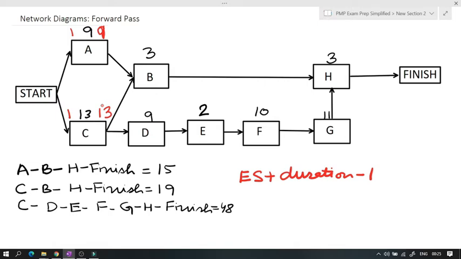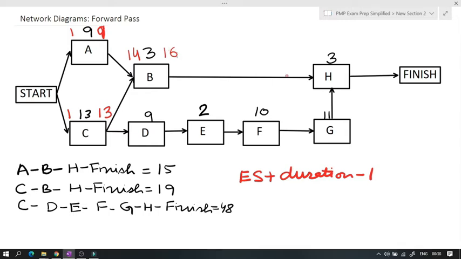However, another thing to remember is that in this case, 13 is the end day, and we are moving to the next day. So the number will be incremented up. So for activity B, it will be day 14. Now going by the same formula, we add 14 plus duration 3, which is 17, and 17 minus 1 is equal to 16. So the early finish date for activity B is 16.